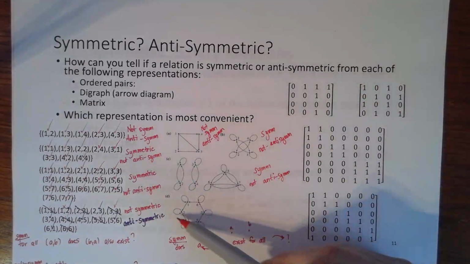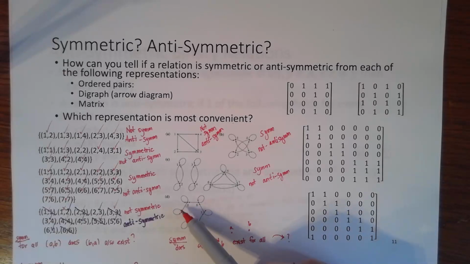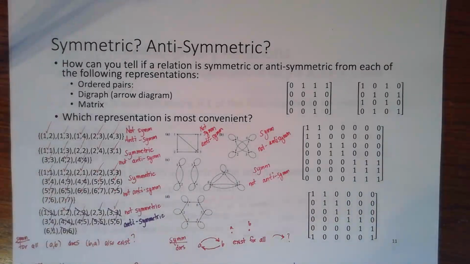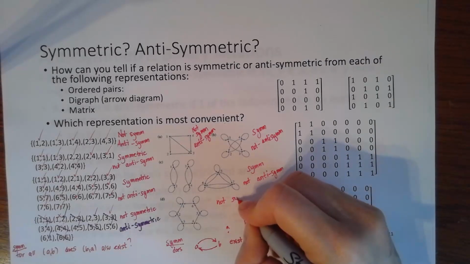And the last one, ignore the self loops. I have 1, 2, but I don't have 2, 1. So I don't have this for every single edge, so this one is not symmetric.